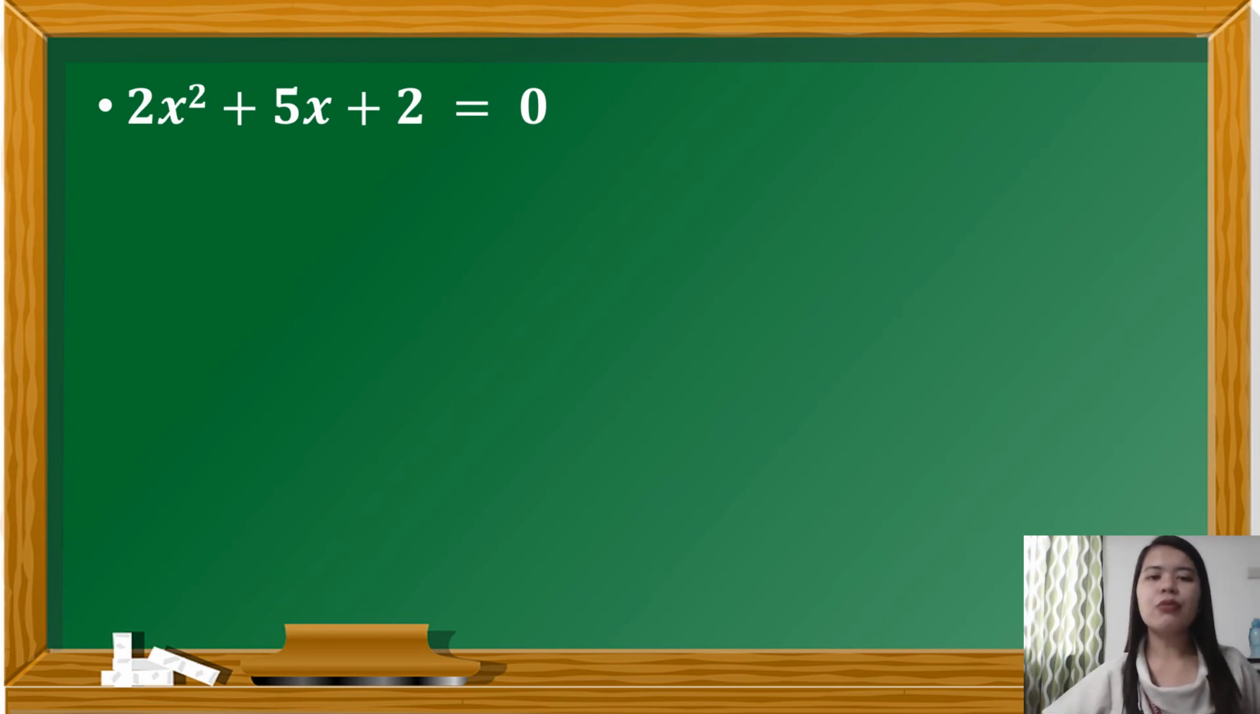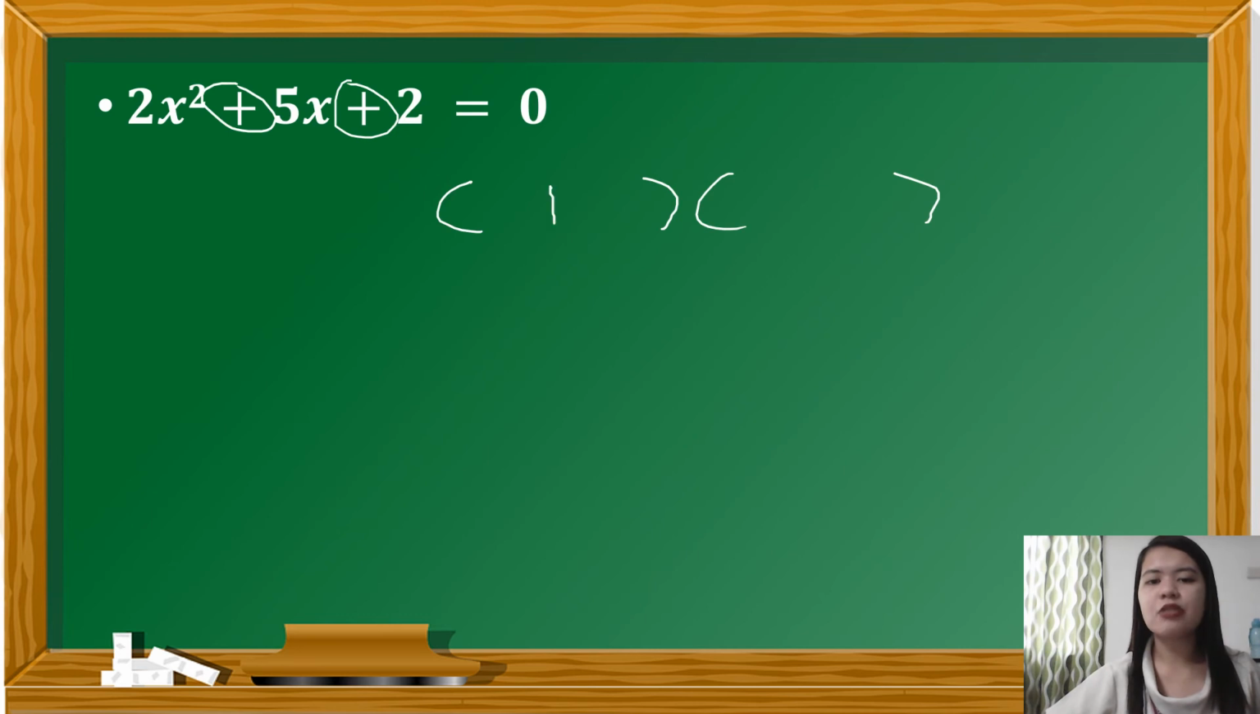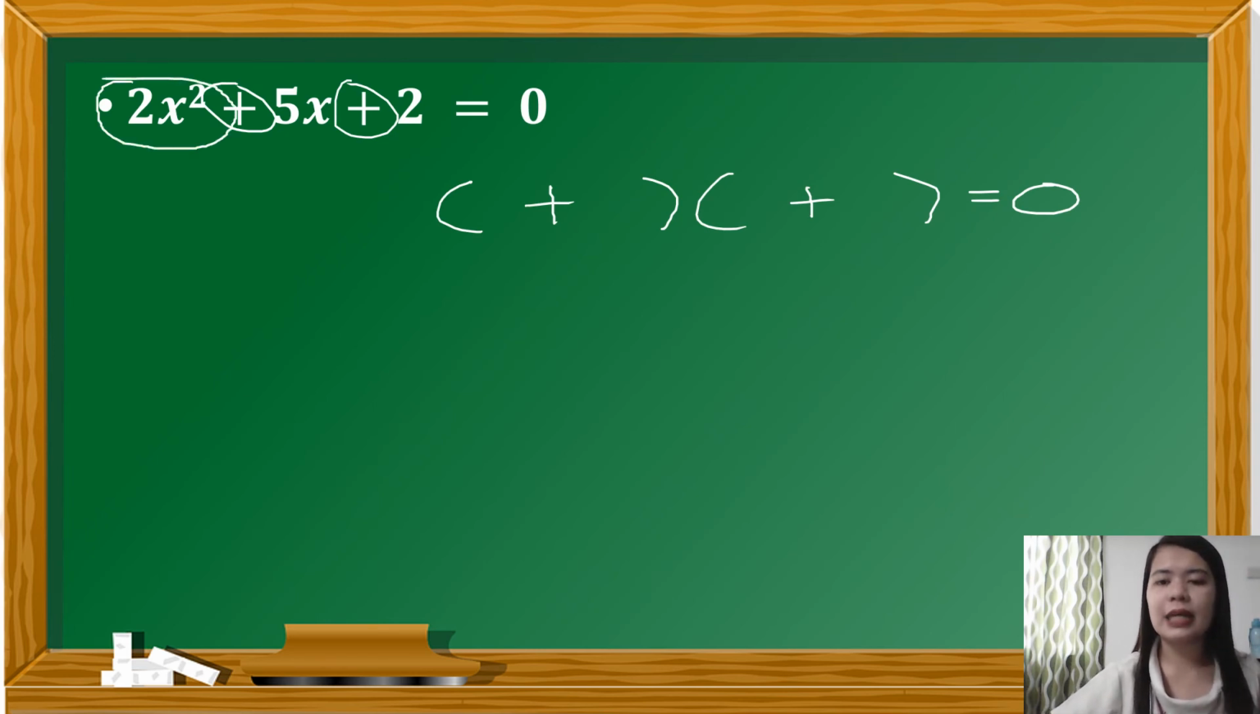First thing to do, get the factors of our trinomial. So, we have positive and positive, meaning the signs will also be positive, positive. Now, what are the factors of 2x squared? Madali lang yan. That will be 2x and x. Why? Because 2x times x is equal to 2x squared.